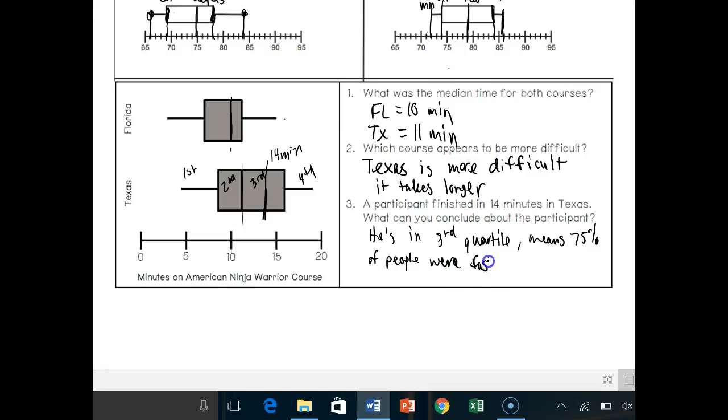So in this case, because we want to finish this course sooner than everybody else, we want to go faster than everybody, a higher time is bad. So we want to be faster than him. All right, and that's the end of part 3.